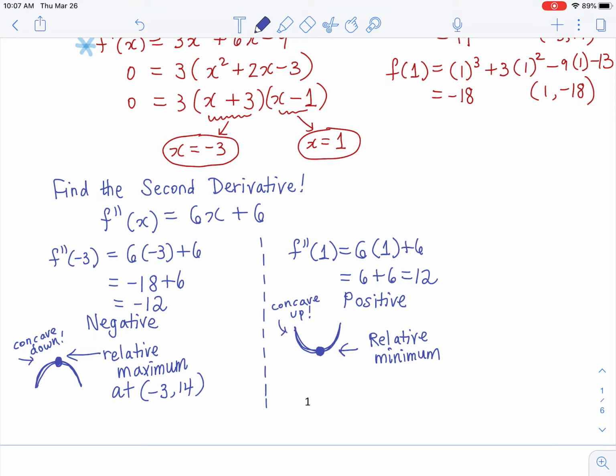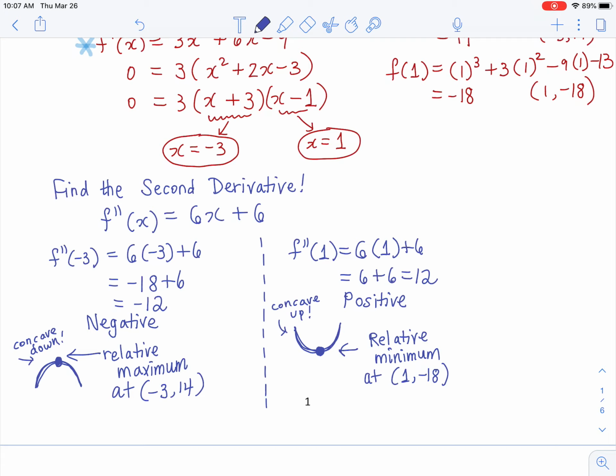I think the order may be a little messed up because maybe I should have talked about those first before I do these examples. But don't worry, I'll get there. We'll get there together. So relative minimum at what point? 1, negative 18.